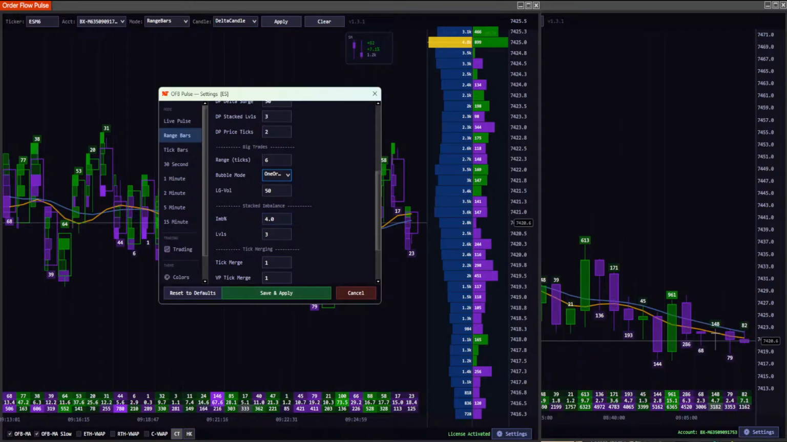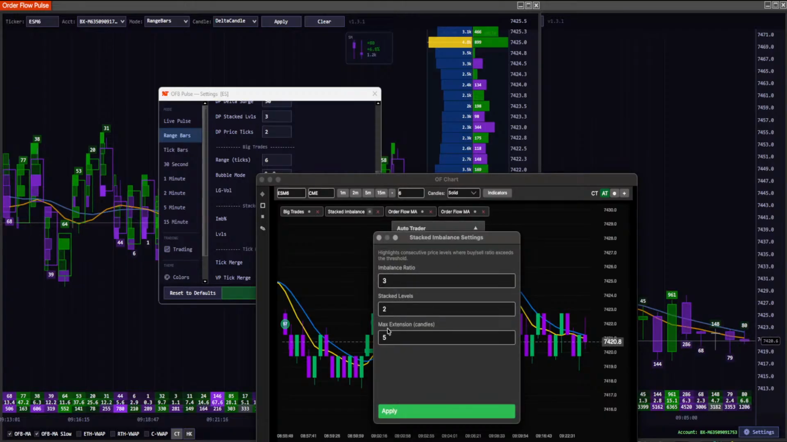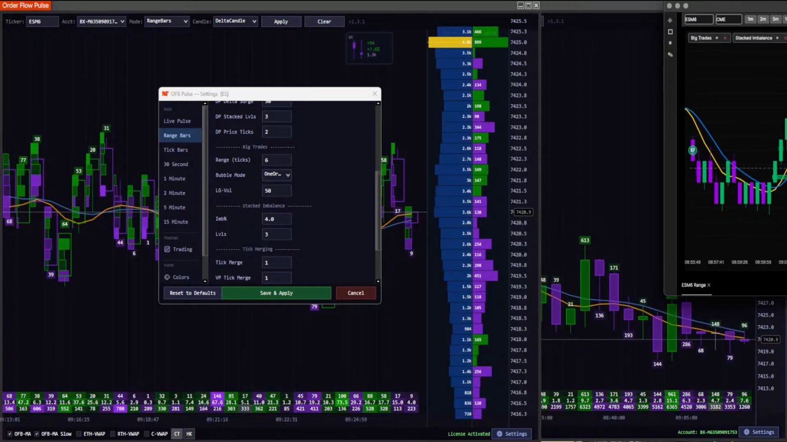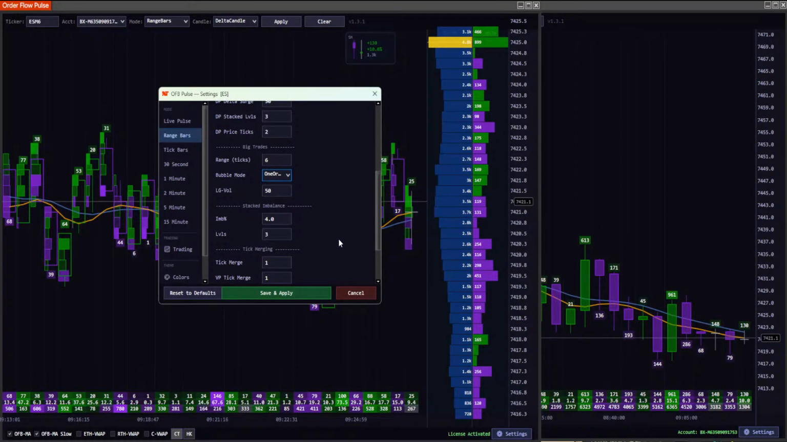Sometimes, like on my platform here, the settings are different. Stacked imbalance, 3 and 2. Settings are different from platform to platform, from broker to broker, and from your different data connections. It's just the way it is. When you're paper trading in these prop firms, you're not getting real data. Let's be honest, you're just using free demo data. So they aggregate these numbers, they drop them, they do all kinds of things. But this is what I'm using.